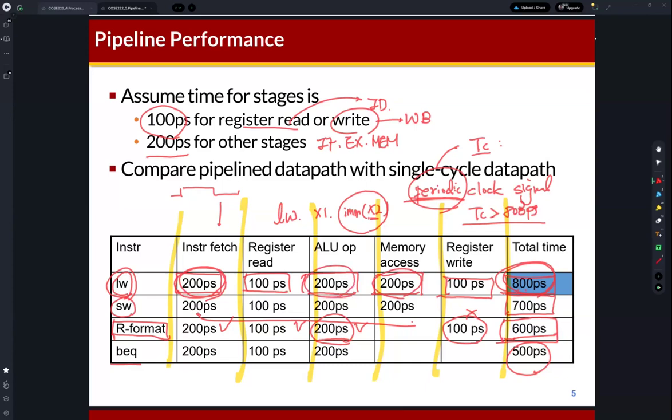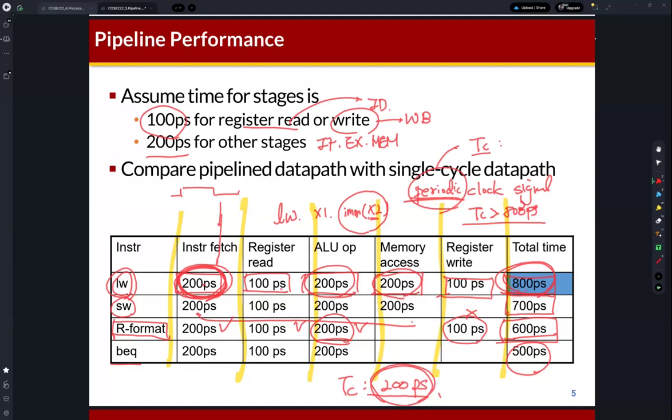200. So we need to complete this processing within 200 picoseconds, right? Then what is the clock period? The clock period of the pipeline architecture? It's 200 picoseconds.